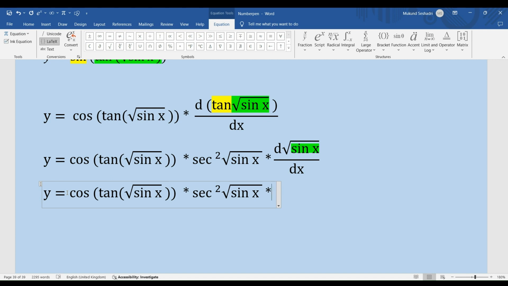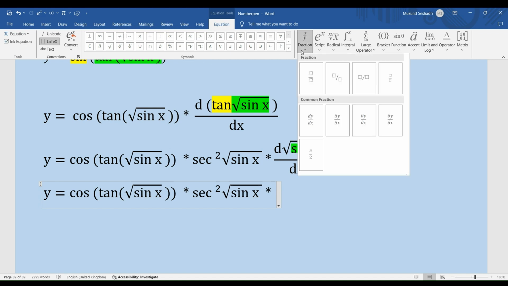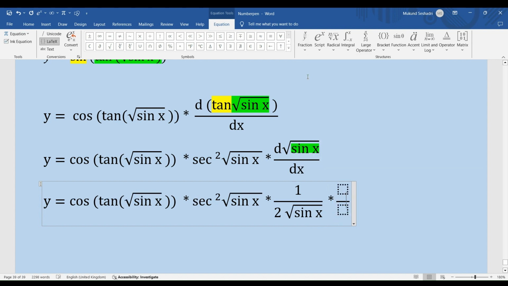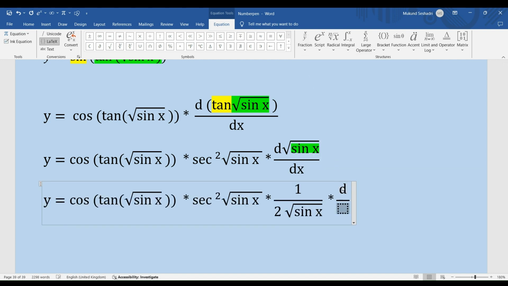So I differentiate the root function first with respect to the inner function, which is my sine x, right? So what does it become? My d by dx of root x is 1 by 2 root x, right? So I write 1 by 2 root sine x, right? 1 by 2, and then I have a root of sine x, and then I go to my inner function and I do a d by dx of the inner function, which is sine x, right? And this is something that we are quite familiar with, d by dx of sine x, right?